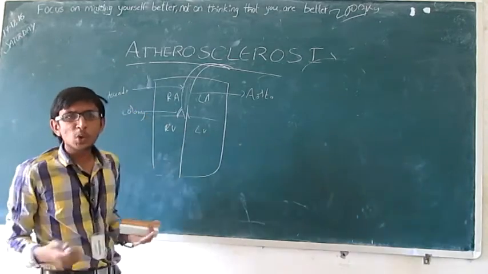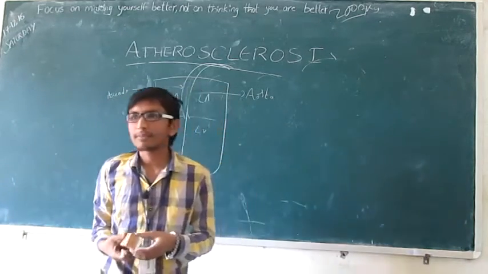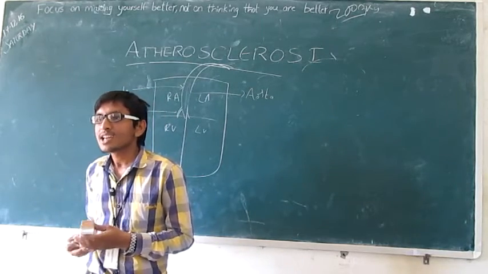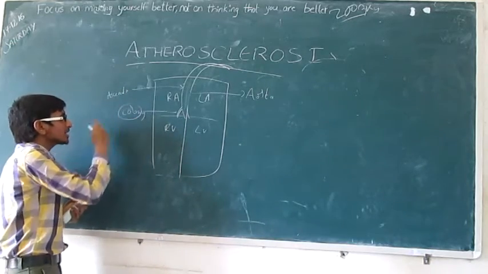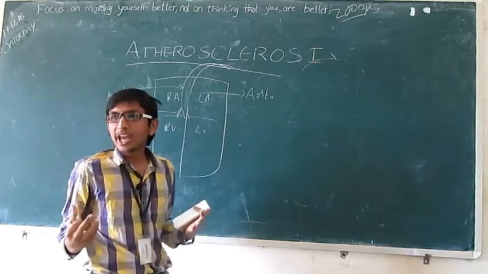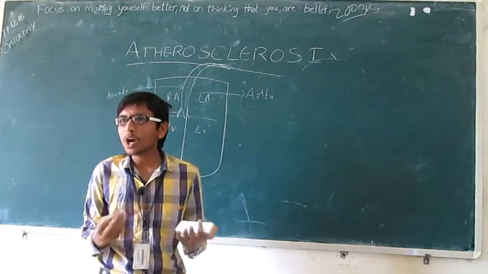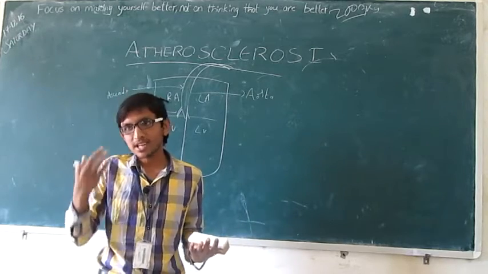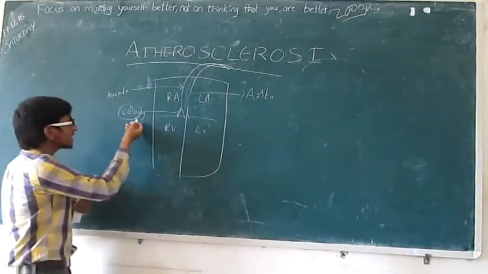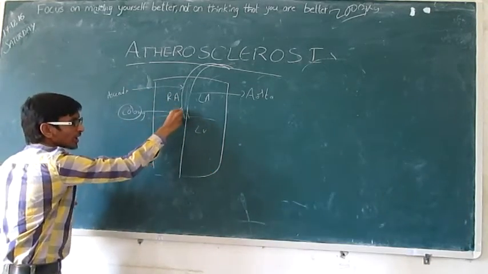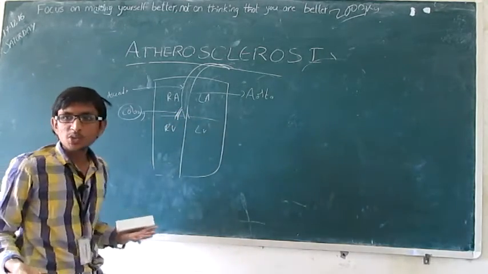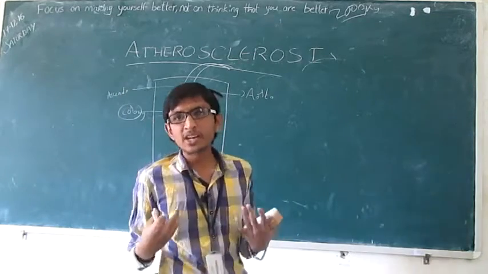So why are they called coronary arteries? They are called coronary arteries because they form a crown-like ring around the heart. And again, the coronary arteries divide into many branches to supply blood to different areas of the heart.